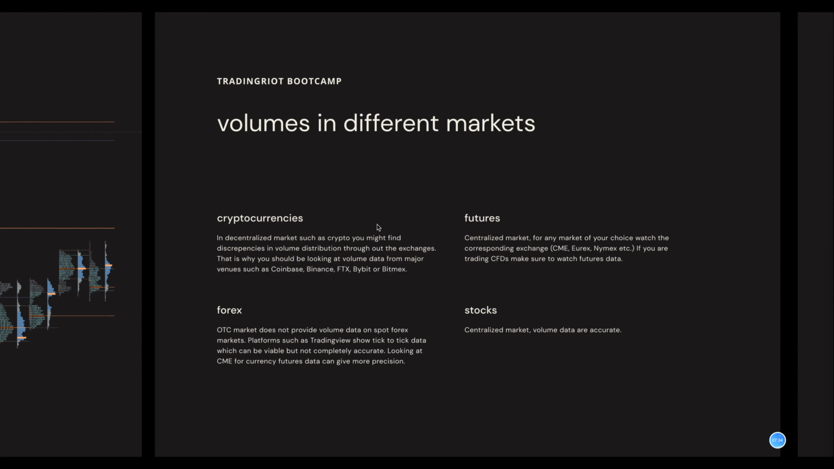For TradingView, the data feed for CME costs like $3 per month, so it's really something you'll just buy and use. You can then look at the S&P 500 and Nasdaq and everything else. For stocks, the centralized markets, volume data are accurate. You can completely use volume profiles in stocks.